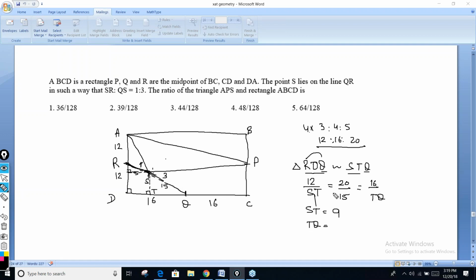Or I can use Pythagoras as well, 9, 12, and 15. So TQ will be 12. Or you can use it here also. That is 4, 4 into 3 is 12. So TQ comes out to be 12. So this is 12, this is 4. Complete RQ is 16. And this part, ST is 9. So this is 9, so this is also 9. This is 3. R, U, you can name that.